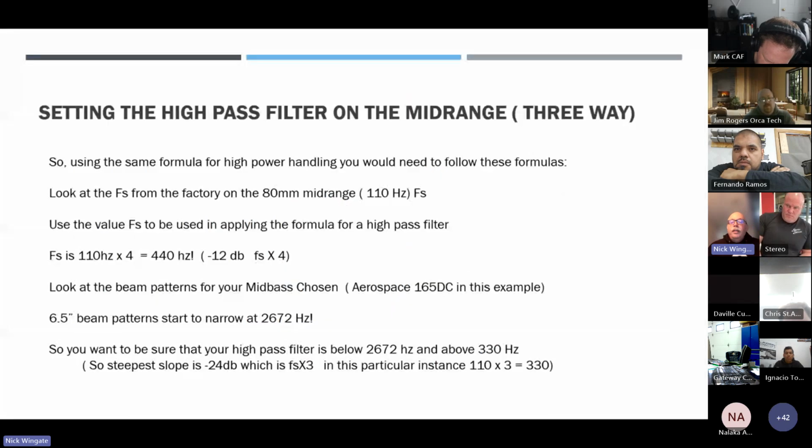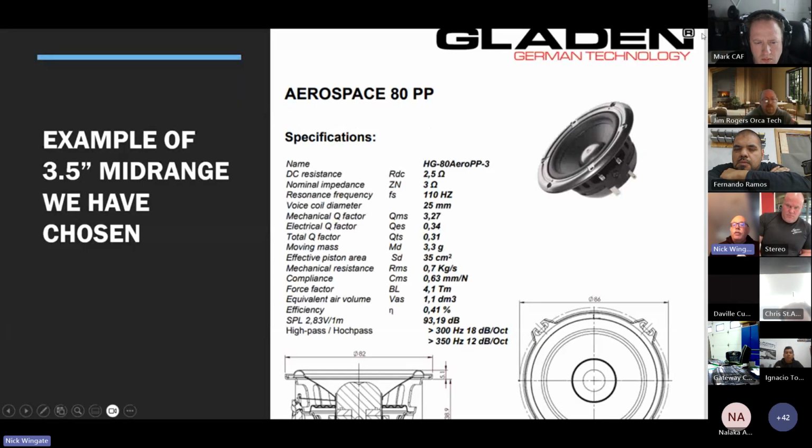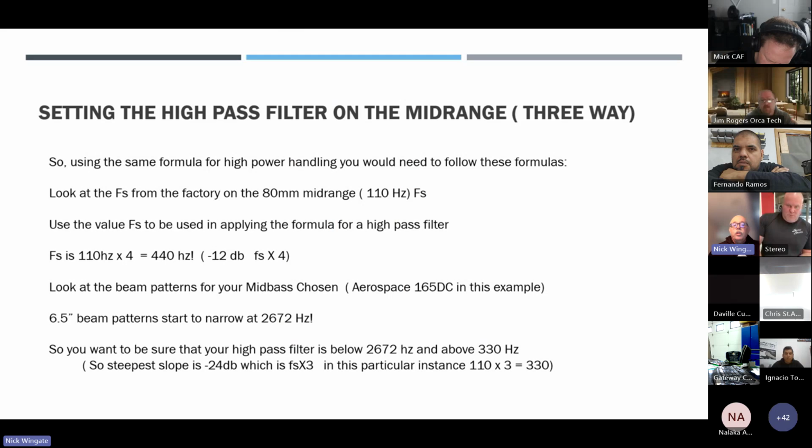Okay. Now, as you can see with the chart, this is the driver we chose, and you can see the free air resonance is 110 hertz. This is where I found it. So if you take a look at that formula, and our Fs is 110 hertz, we're going to apply this also to the high pass filter. That's right. We most certainly are.